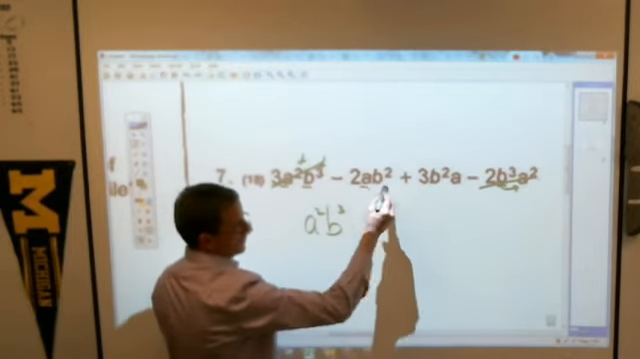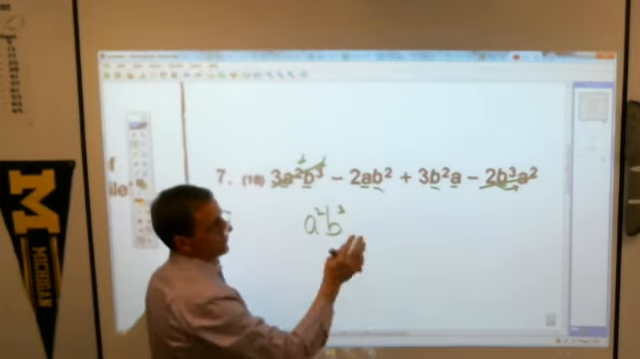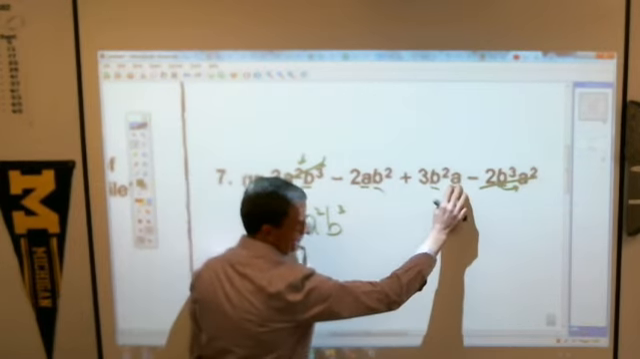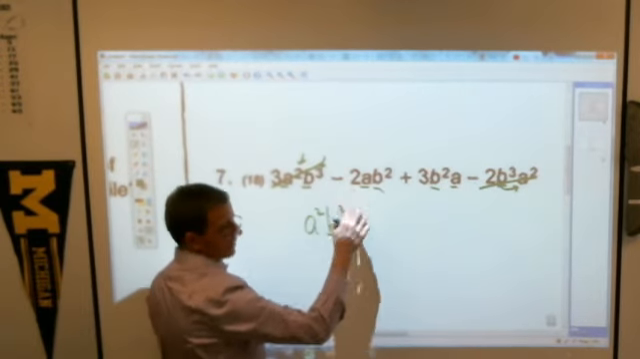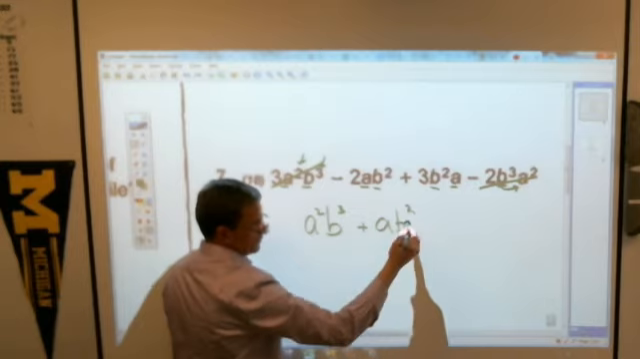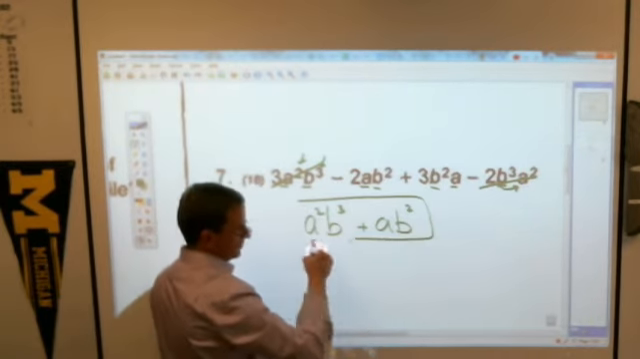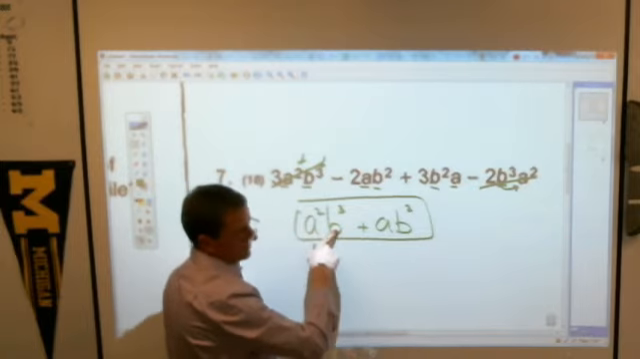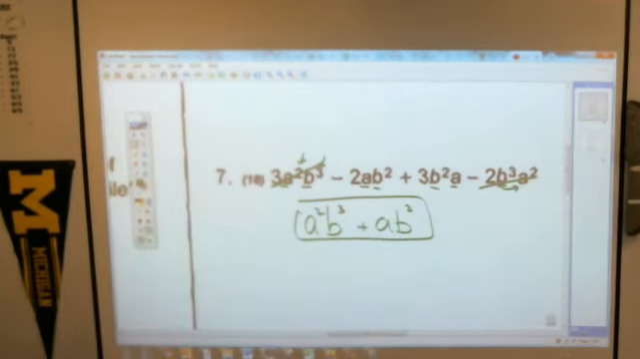Are these like terms? Do they both have an a and a b squared? Yes, they do. So if you have 3 ab squareds and you take 2 a squared, ab squareds away, you're left with just 1 ab squared. Notice the exponents don't change. You're not multiplying, so this doesn't become a to the 4th, b to the 6th, or a squared b to the 4th. You're just adding and subtracting. The exponents don't change on that.